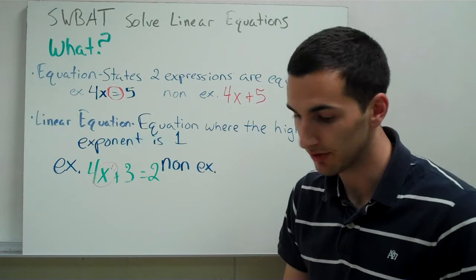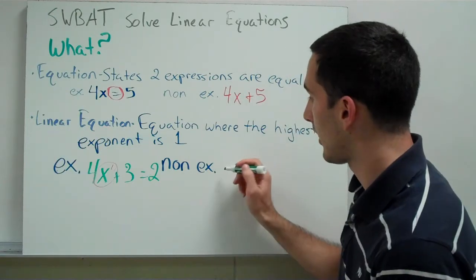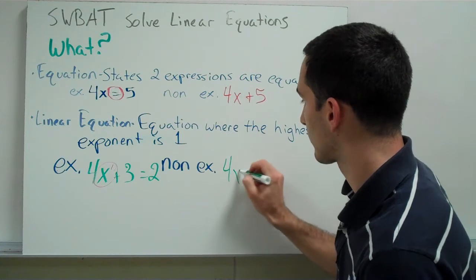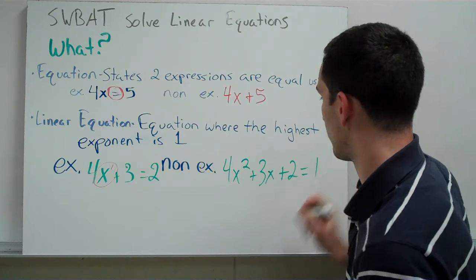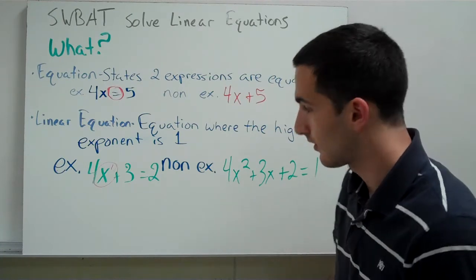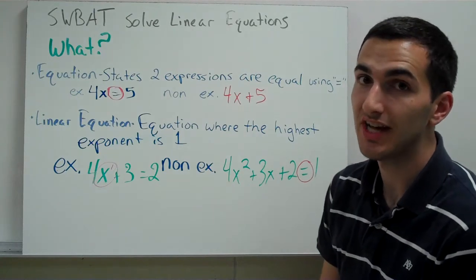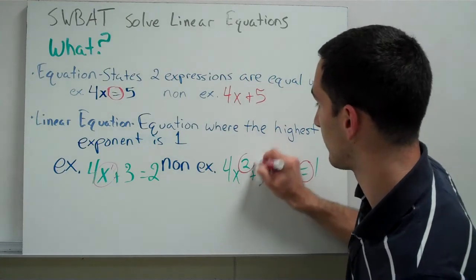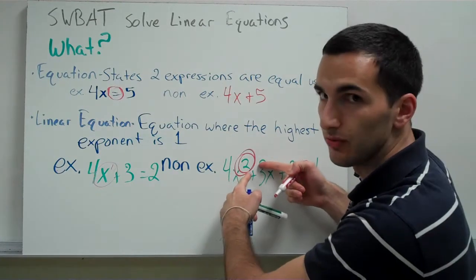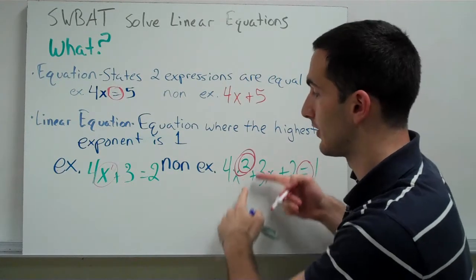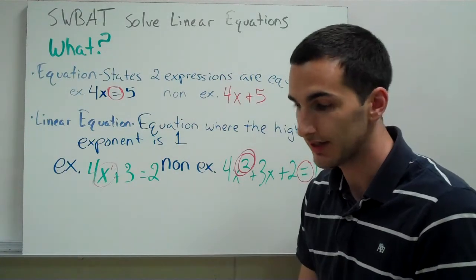A non-example of a linear equation is going to be anything with an exponent greater than 1. So a non-example might be 4x squared plus 3x plus 2 equals 1. Notice this is still an equation because it has an equal sign, but it is not a linear equation because of that 2. Since this has a 2, it's a squared exponent, it is not a linear equation. Since this exponent is to the first power, it is a linear equation.